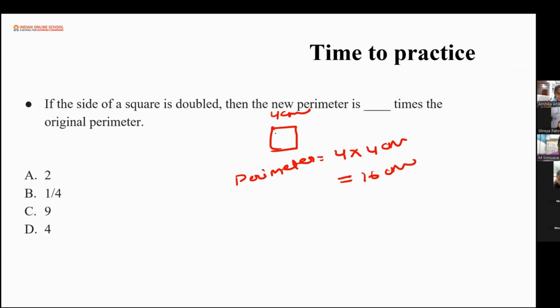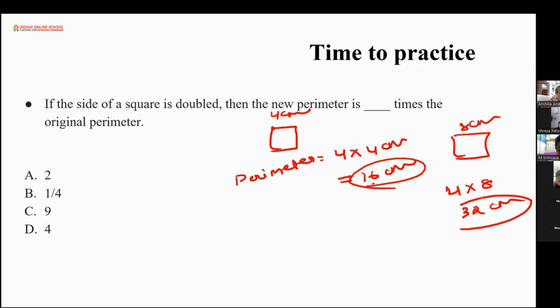Now, according to the question, I'm doubling the side. That means I'm making the square of 4 centimeter, 8 centimeter. What will be my perimeter now? 4 times 8. That's 32 centimeter. It was 16. It became 32. What is the relationship? Doubled, na? Yes or no? Yes, ma'am. 16 plus 16 is 32. So when you double the square side, the perimeter also gets doubled.